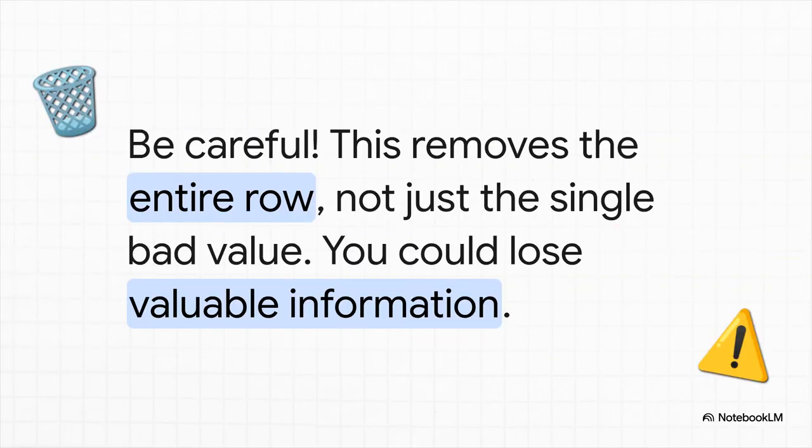Now, sometimes a row of data is too far gone. It's too corrupted to fix. So you can choose to just remove rows that have errors. But, and this is a big but, you have to be careful here. This is a pretty serious move because you're not just deleting one bad cell. You're deleting the entire row of data. You have to be sure you're not throwing away a ton of other good information from the other columns in that same row.